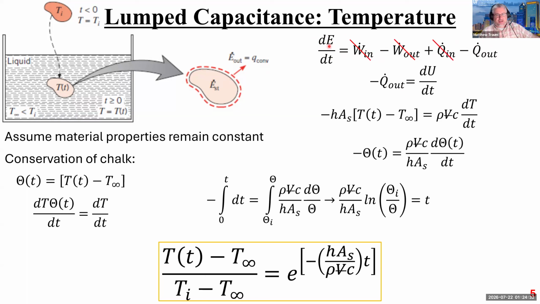So the energy of the system is just the internal energy of the system, U. And hey, it's a solid. So we know that the internal energy of a solid is the mass times the specific heat times the temperature.